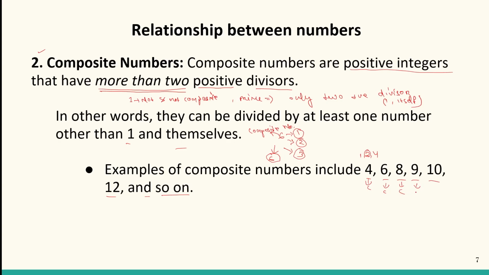3 divides 9. That is why it is composite. So if you pick any number that divides it, that is, by dividing it by that number you get a remainder 0, and that number is not equal to 1 or itself, then it will be called composite. For 10, it is 5. I know that 5 divides 10. That is why 10 is a composite number.